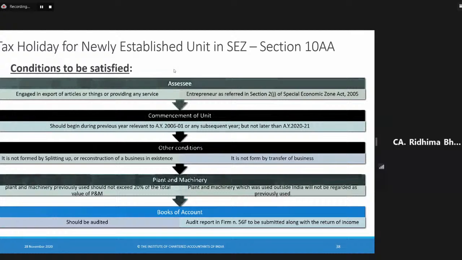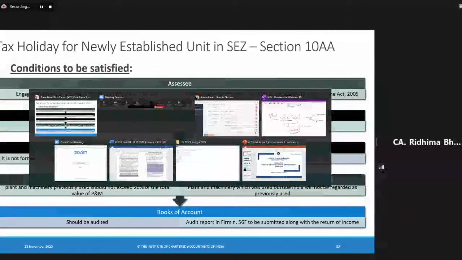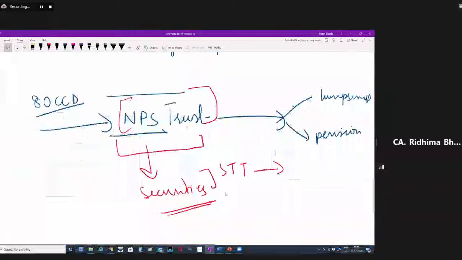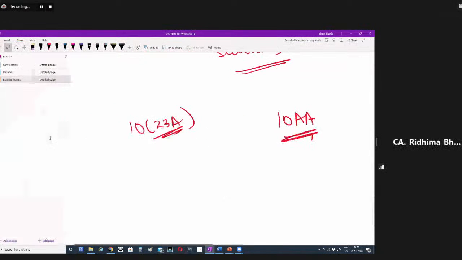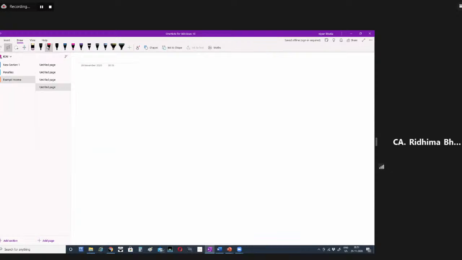Now we move to a very important section. Please, this is a section 10 part. Suppose this is 10(23A), but this section 10AA is altogether a different section. This is not section 10 clause AA or anything like that. I've seen people making a mistake, so it may not be a mistake for you, but please be attentive. Now we move to a new section, which is section 10AA.